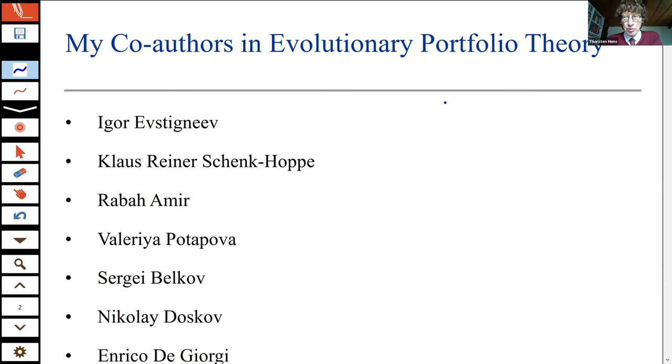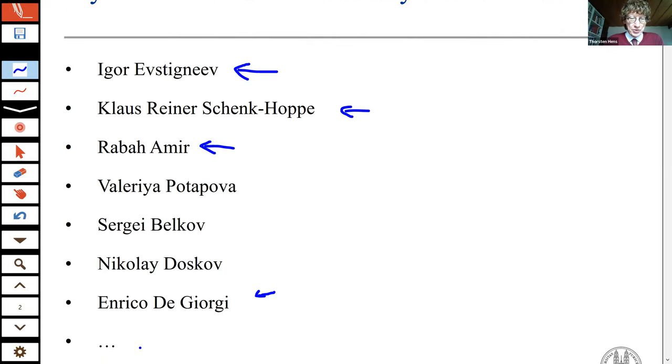I would also like to mention my co-authors, because without them, I would not be here. In particular, Igor Evstigneev. He is a very good Russian mathematician, and Klaus Reiner Schenk-Hoppé. He first studied mathematics in Germany. They're both now at the University of Manchester. Rabah Amir, he's a very good game theorist. He's now in the US. And then there are a couple of PhD students who have contributed to this. One of the PhD students, Enrico De Giorgi, became a professor in mathematics at the University of St. Gallen. And as you can see here, there are some co-authors not listed, so I hope if you are interested in this theory, you will join me on evolutionary portfolio theory.